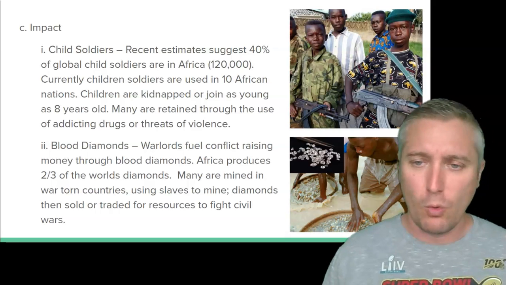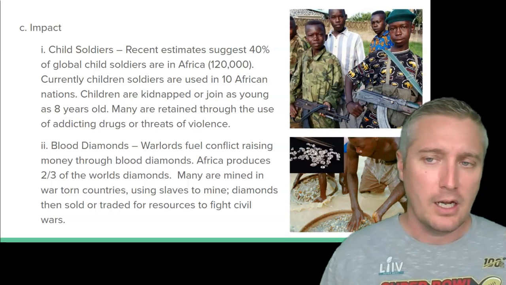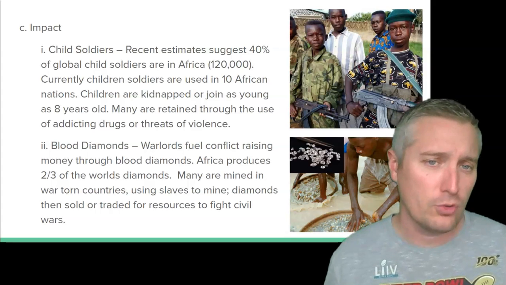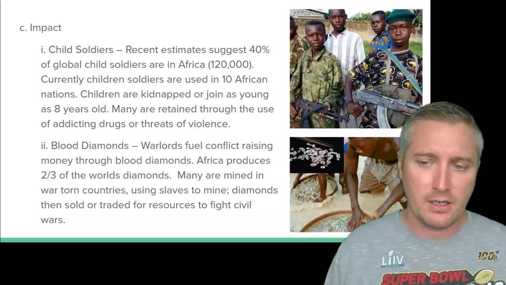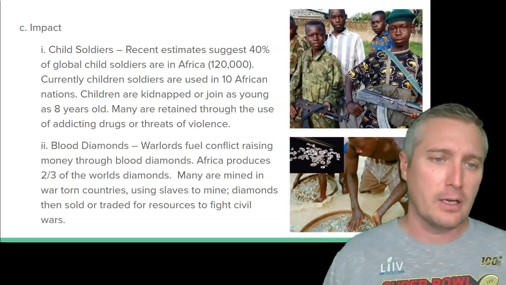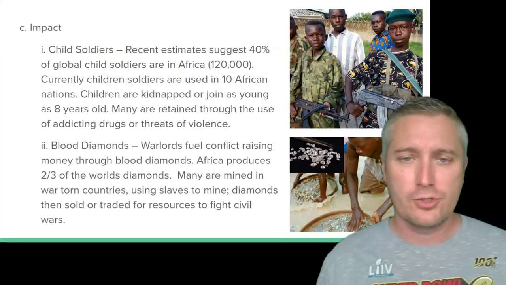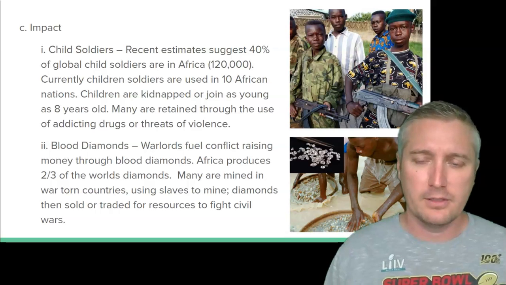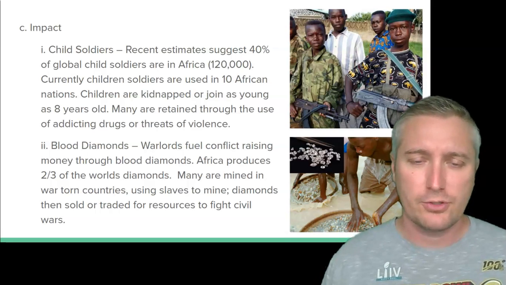I mentioned the warlord Charles Taylor earlier. What he relied heavily upon was the use of child soldiers. 40% of the child soldiers being used throughout the world are being used in Africa. There are currently child soldiers being used in 10 African nations. Most of those in conflict today are using child soldiers.